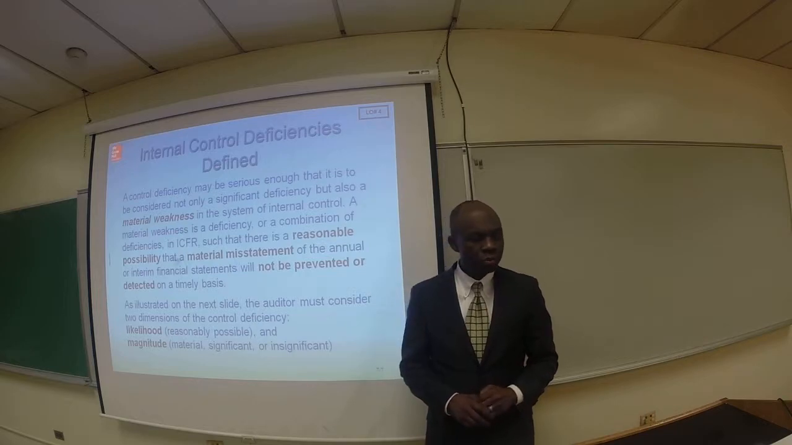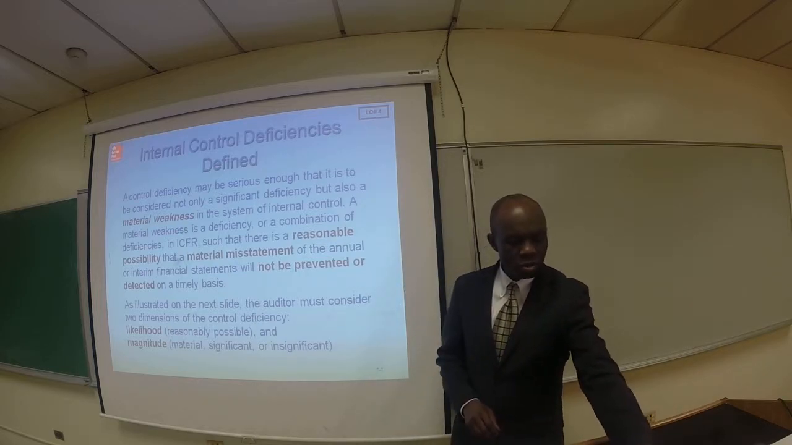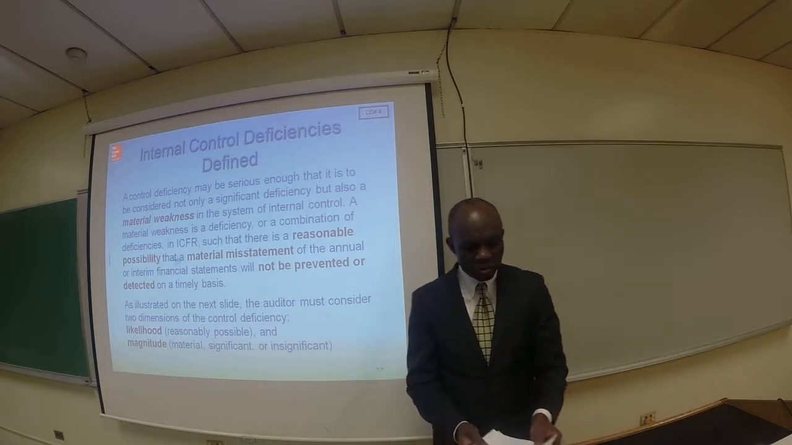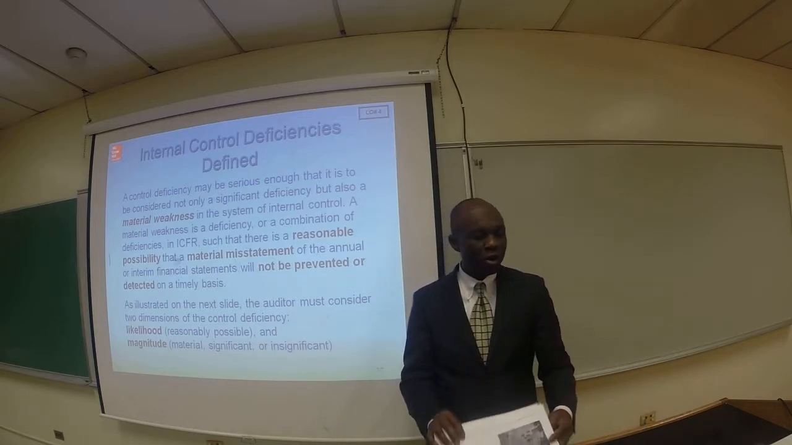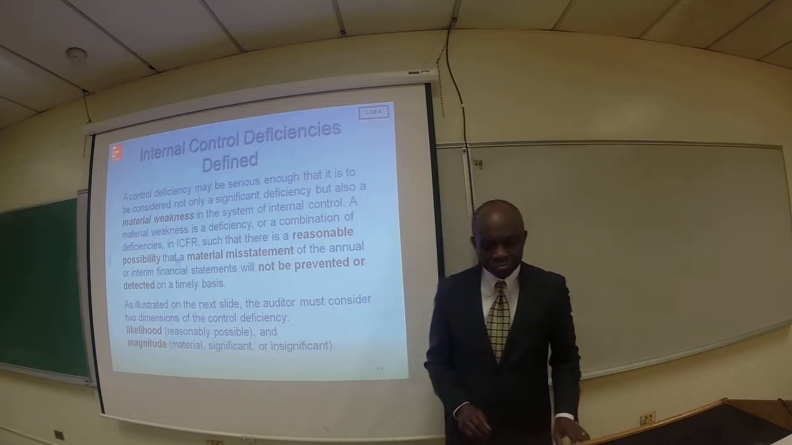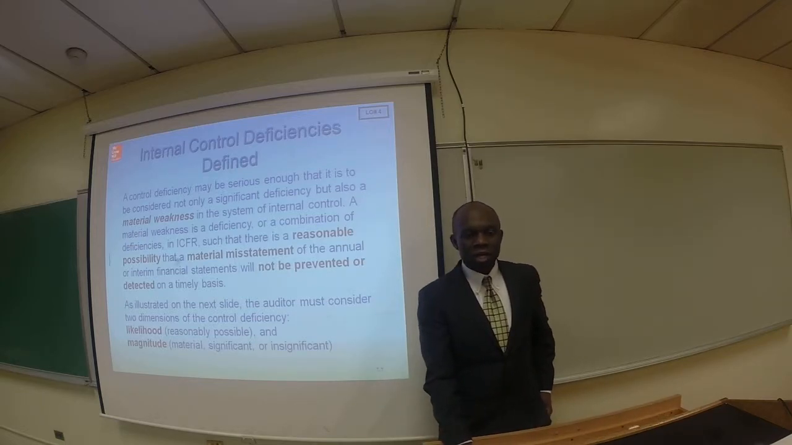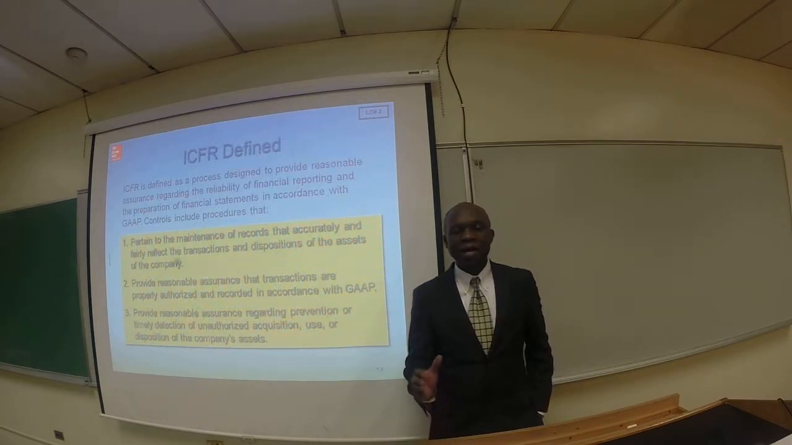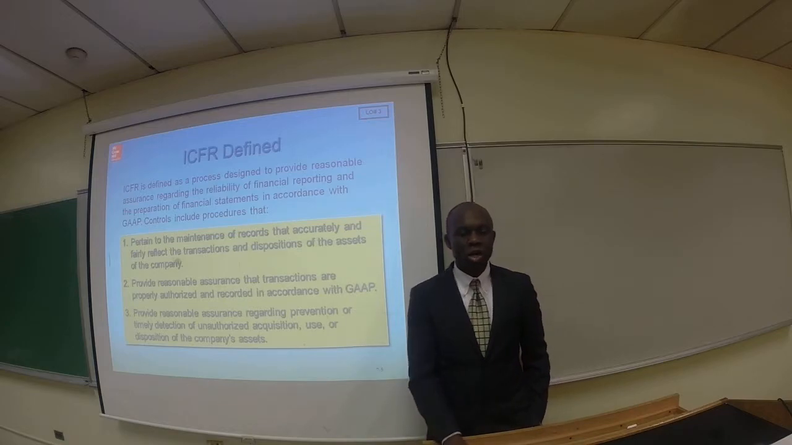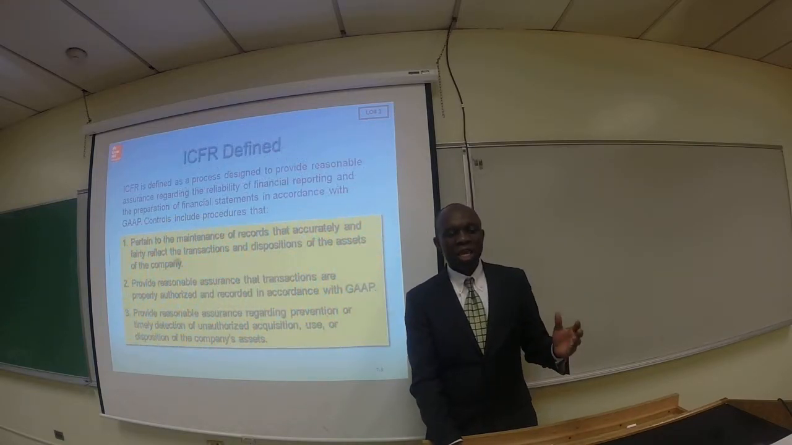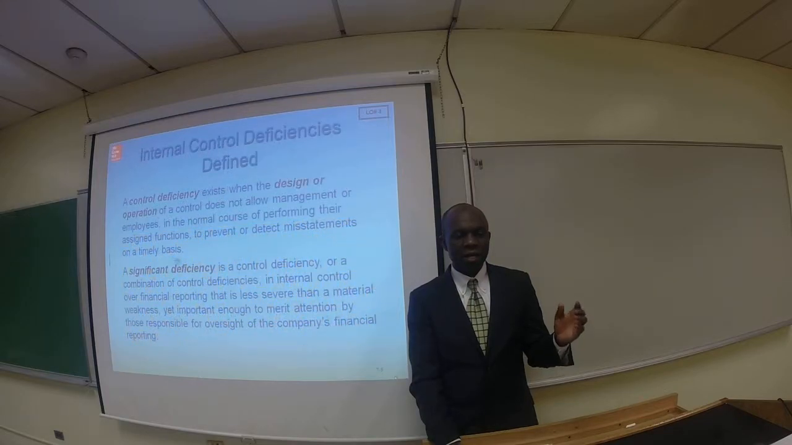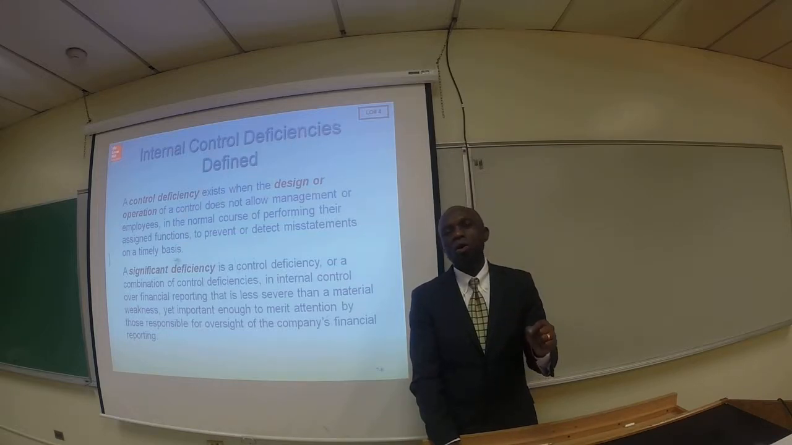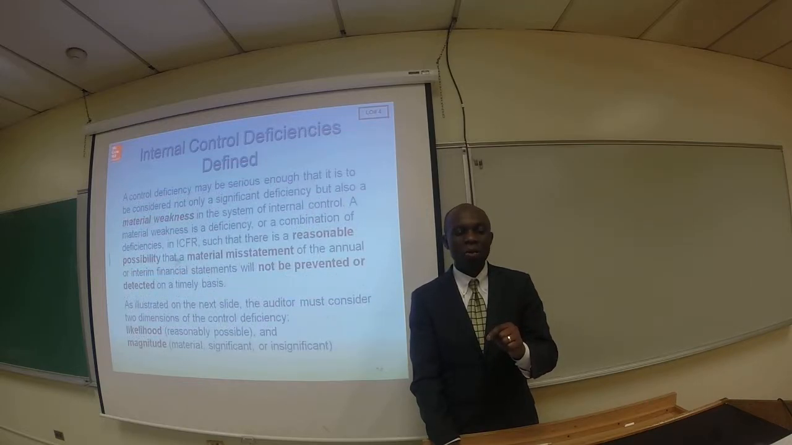This is part 2 of chapter 7 presentation. Chapter 7, Auditing Internal Control over Financial Reporting. We left off in part 1 by defining internal control over financial reporting. We defined control deficiency. We talked about a significant deficiency, and we also talked about material weakness.